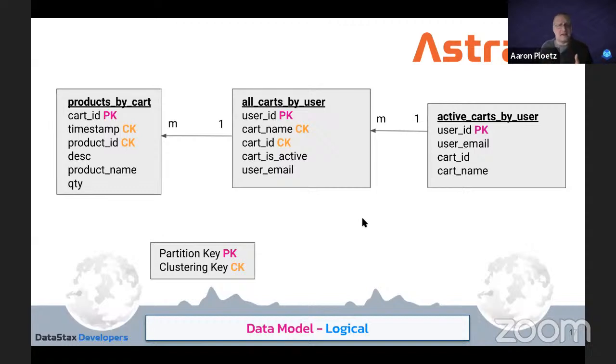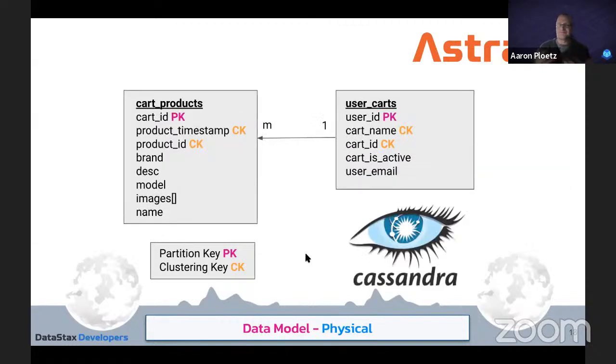And then all carts will have products in theory. So when you refine that down into what the actual physical model looks like, we're talking about two tables here, pretty simply. We have one table called user carts that's keyed by a user ID, and then clustered based on cart name and cart ID. Then in the cart products table, we have a cart ID as well, so we know which user cart it's associated with. But then we cluster on product timestamp. That way the products are listed in the cart in the order that they're added. And of course, we also have product ID on there as a clustering key as well.